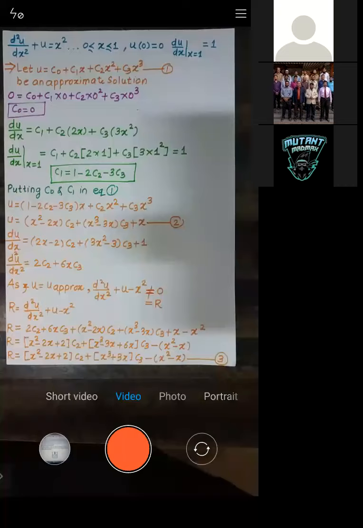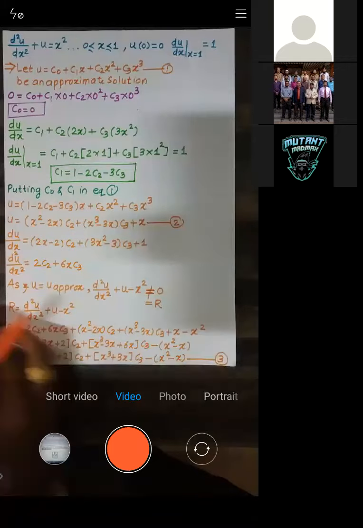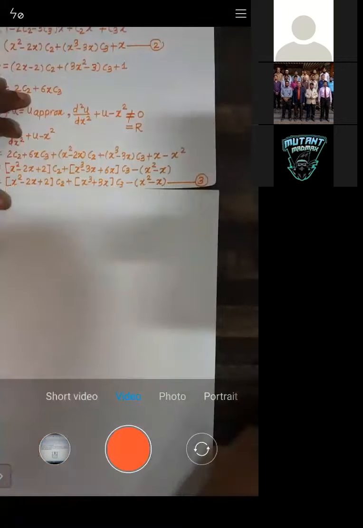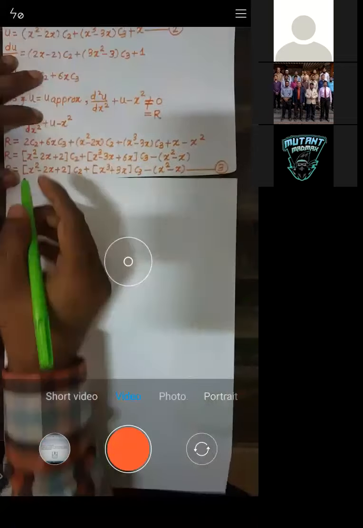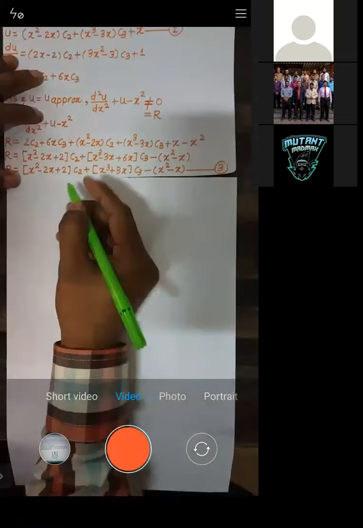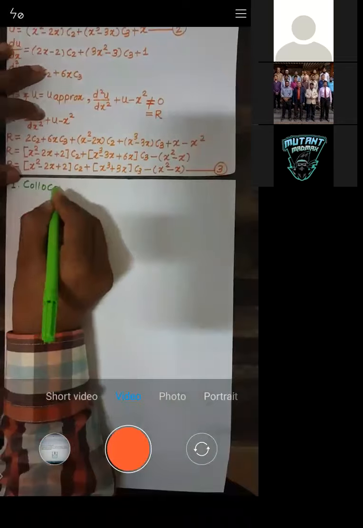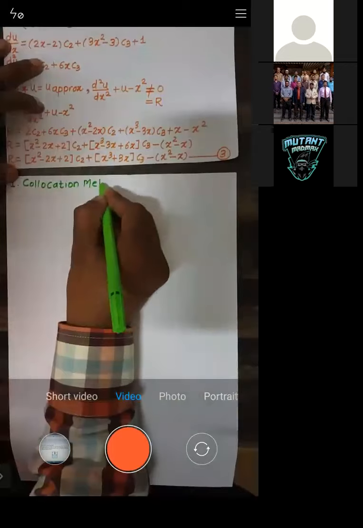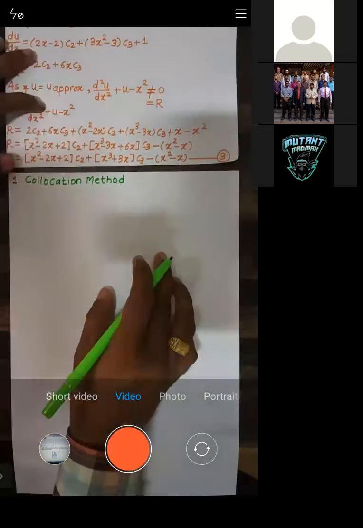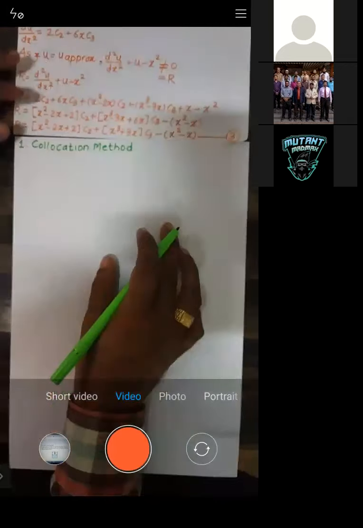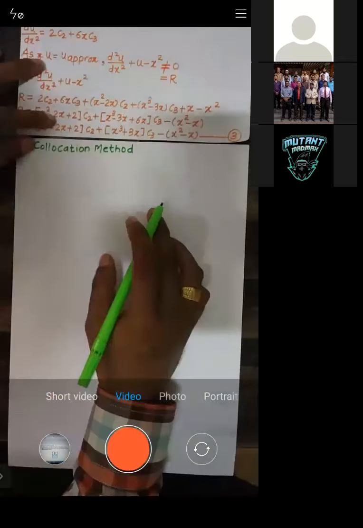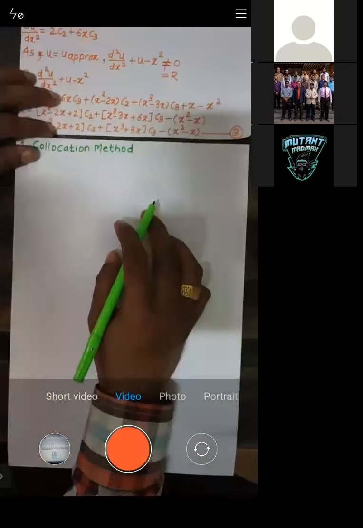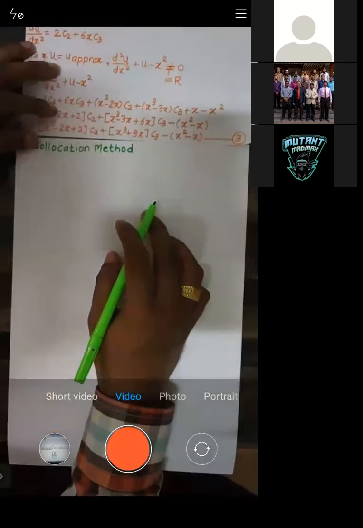Yes, sir. Okay, now from here, let us start with our first method. I will start first with the collocation method. So try to understand. Collocation, the name itself indicates, it talks about the locations. Just try to understand.